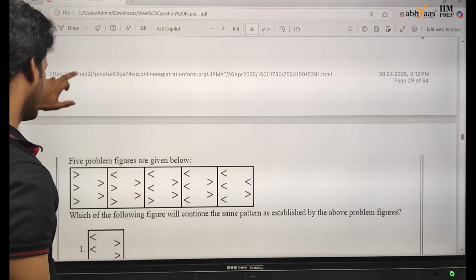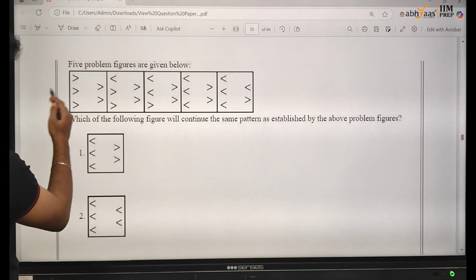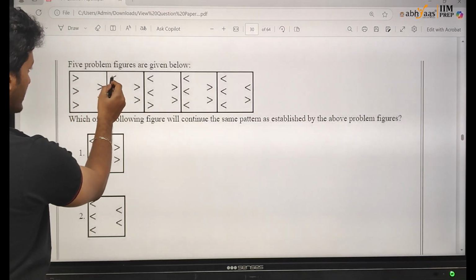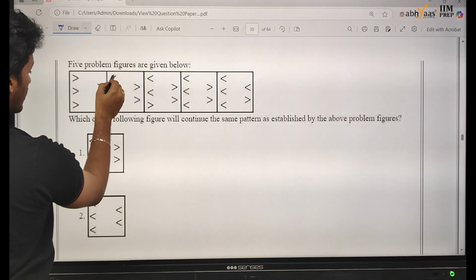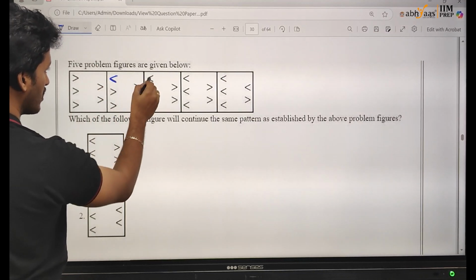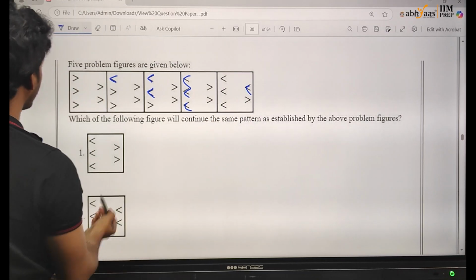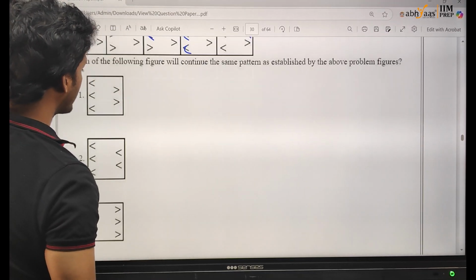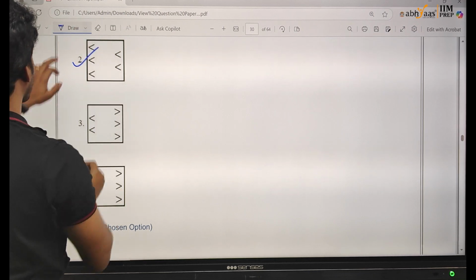Come to the next one. It's a very easy one. Here 5 greater than symbols are there, and it is showing, cyclically, it is converting into less than symbols. Now there is 1, now there are 2, now there are 3, now there are 4. So obviously everything has to be converted into less than symbols. That is option 2.